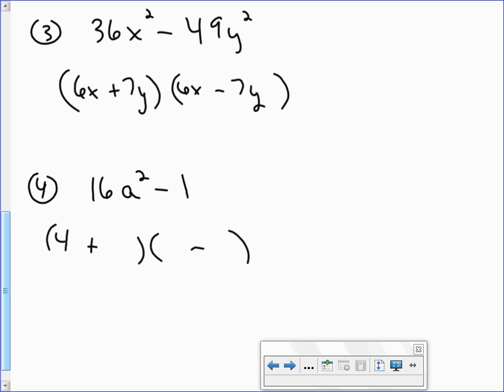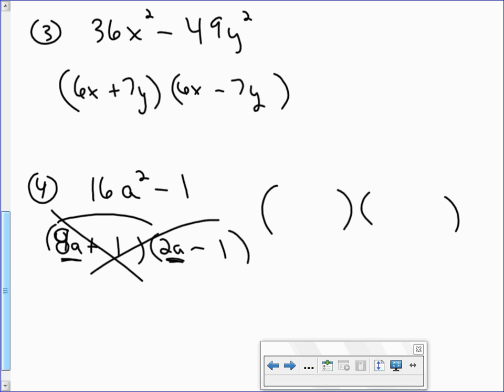And every once in a while, somebody will do something like this. Not that this isn't the answer to something, but it's not the answer to this question. These two things do give you 16a squared, but in order for difference of two squares to work out, this and this have to be the same term. You have to put the same thing in both of those spots. So this isn't gonna work for difference of two squares. Instead, what am I gonna put instead of 8 and 2? 4 and 4. Yeah. Okay, difference of two squares.